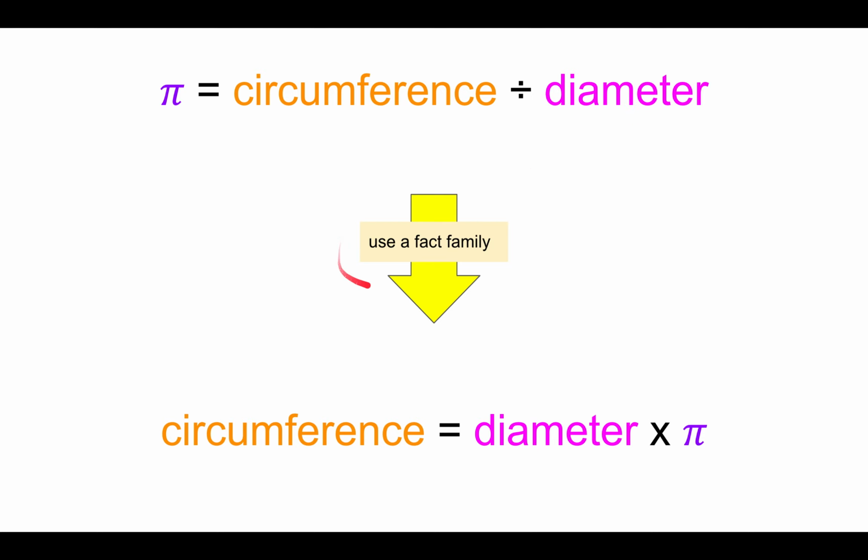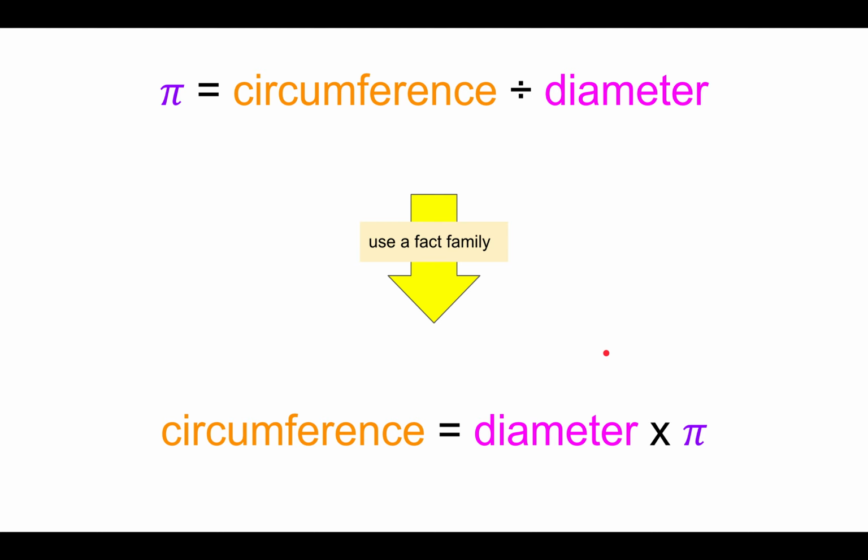I'm going to use a fact family, which you're used to doing. And if pi equals circumference divided by diameter, then circumference must equal diameter times pi. And look down here. Circumference is equal to diameter times pi. So we were able to use this ratio that we discovered in the circle activity to come up with the formula for circumference of a circle.